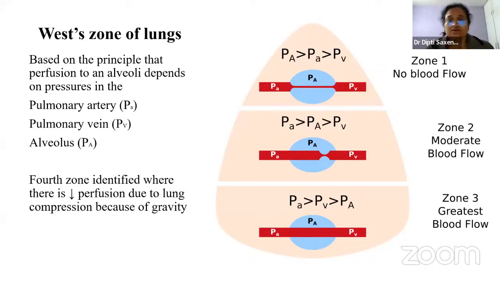During systole, the arterial pressure increases more than the alveolar pressure. The venous pressure then increases more than alveolar pressure, and there is blood flow and gaseous exchange. But during diastole, there is no gaseous exchange. Now, zone 3 is where there is the greatest blood flow, and ventilation and perfusion match adequately. So this is the concept of West zones of lung, and they are important. We see them regularly. The 4th zone is where there is decreased perfusion, which is at the bases.